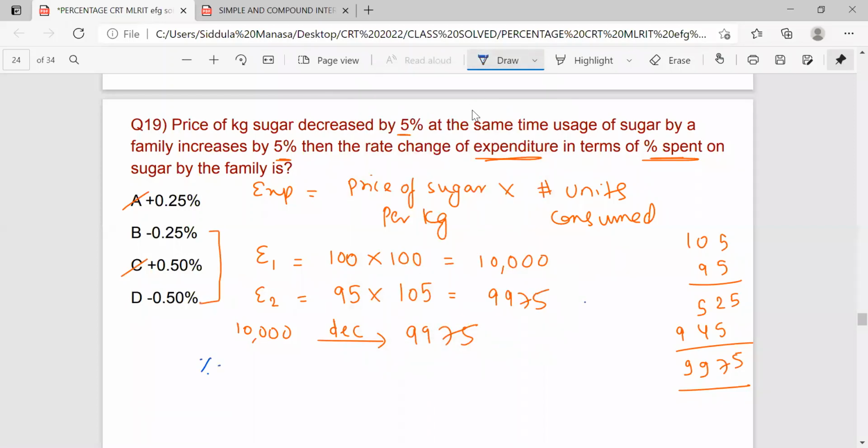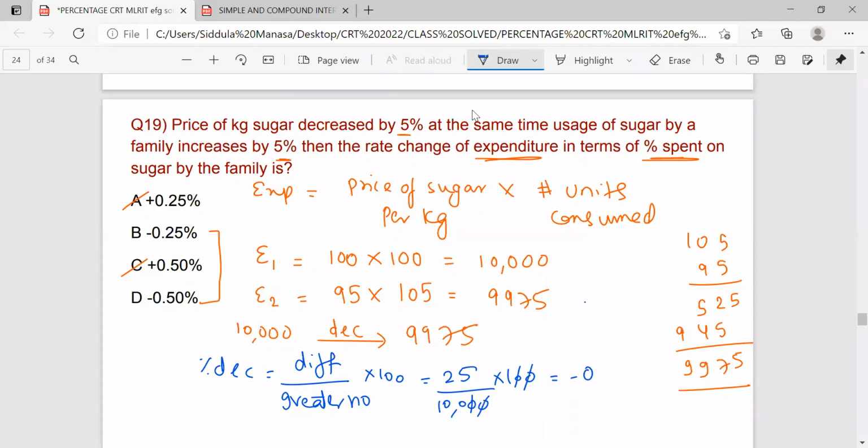Now percentage decrement is equal to difference by greater number into 100. So that will be 25 by 10,000 into 100. So the zeros cancel. So 25 by 100. So that is minus 0.25%. So minus 0.25%. So option choice B.